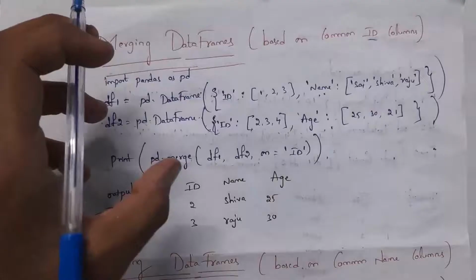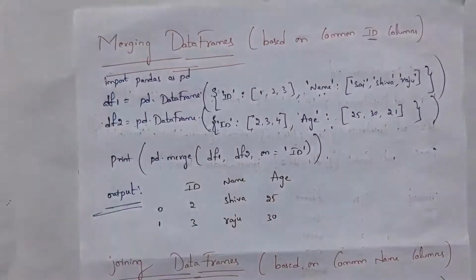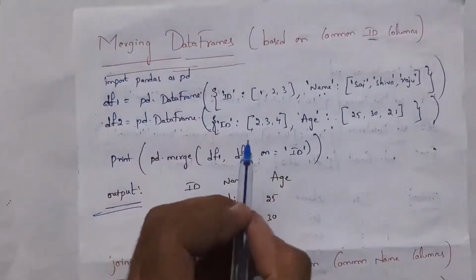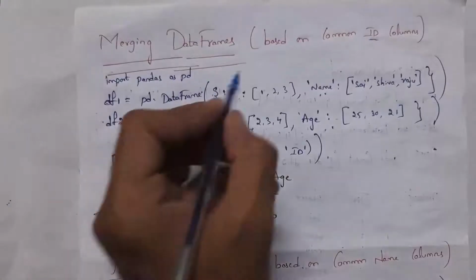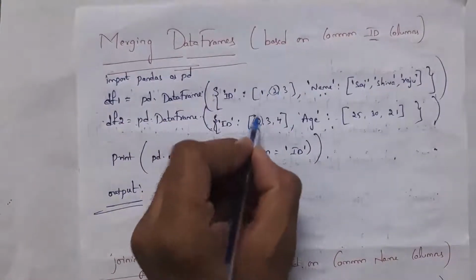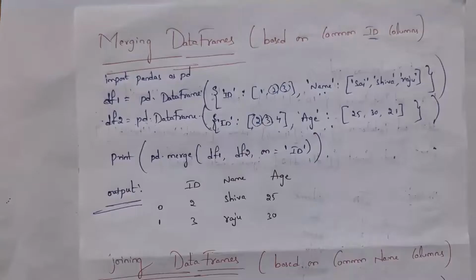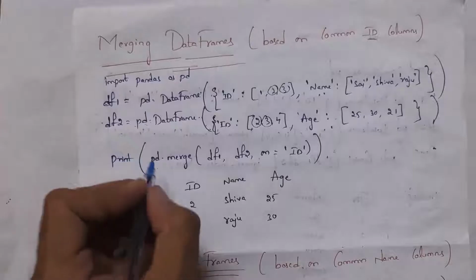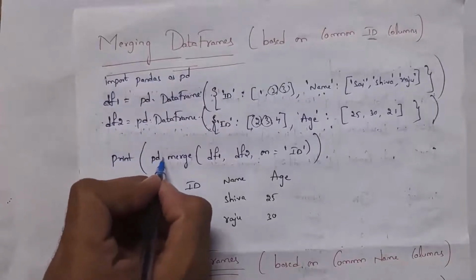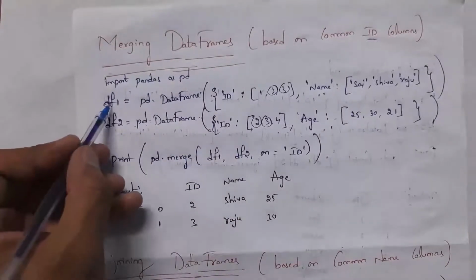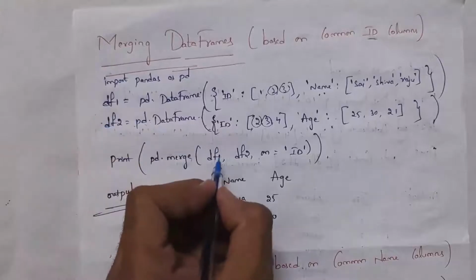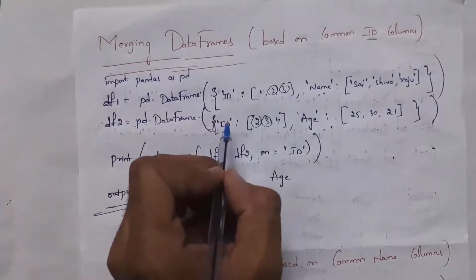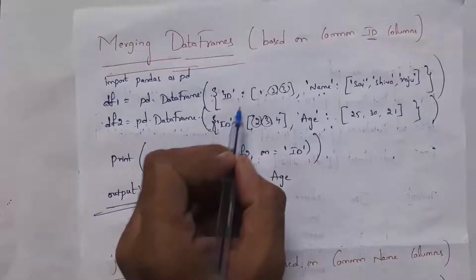Now I want to combine these two data frames as a single data frame by considering the common ID column. So there are two common values. They are 2 and 3. In pandas there is a separate method called the merge method. By using the merge method we can merge two data frames. So write here print, my library name that is pd.merge of, I want to merge df1 and df2. So write here df1 comma df2, and I want to merge based on common values in the ID column.